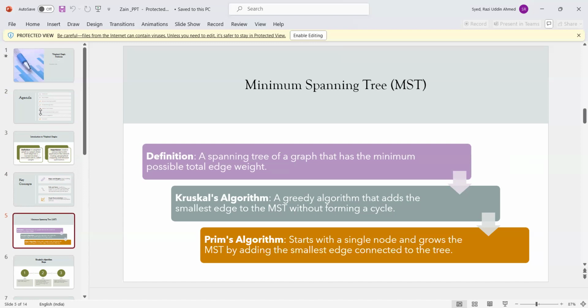Prim's algorithm: another greedy algorithm that starts with a single vertex and grows the minimum spanning tree by adding the smallest edge that connects the tree to a new vertex.